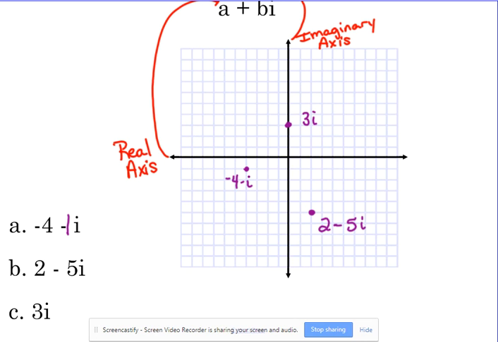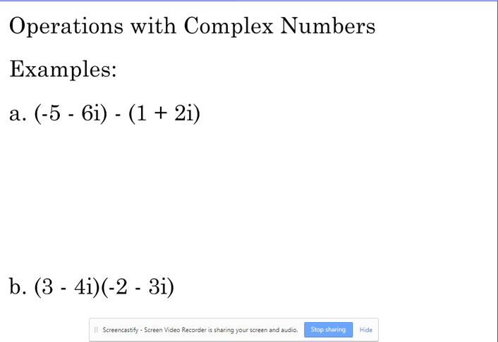Okay, so pretty simple concept. You just got to remember, real comes first, so it's like your x-axis. Imaginary comes second, so it's like your y-axis. We can also do some operations with complex numbers, and they're very simple. We pretty much just treat the i like a variable. We just treat it like it's an x.